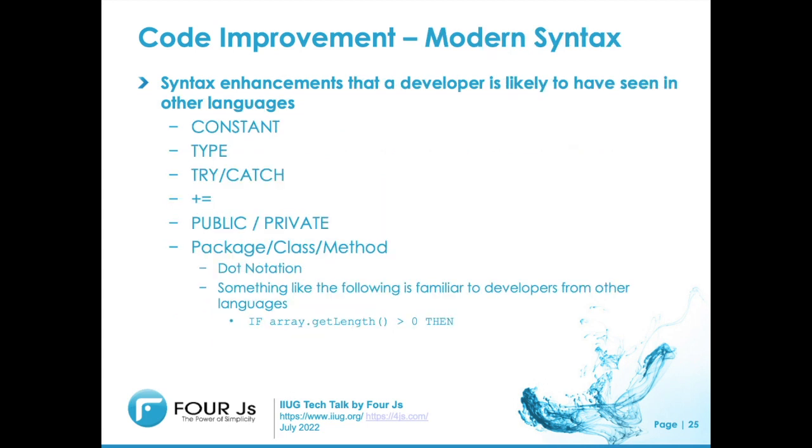We have also added syntax that a developer is likely to have seen in other languages. This makes it easier for developers to transition to Genero as they have seen these concepts in other languages and they are able to use them straight away. Even something like constant, which was added in Genero 1.1. Another example is the use of try and catch to handle exceptions.